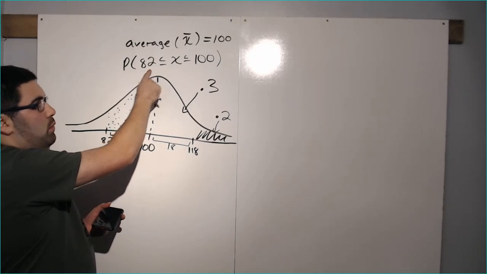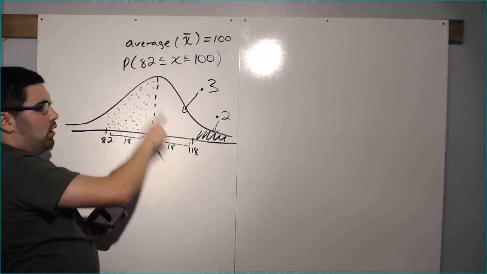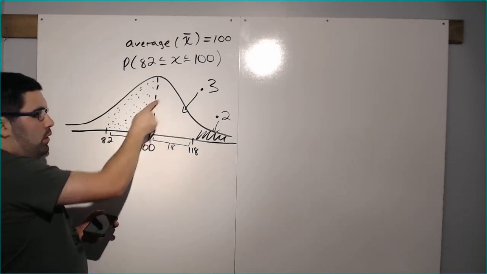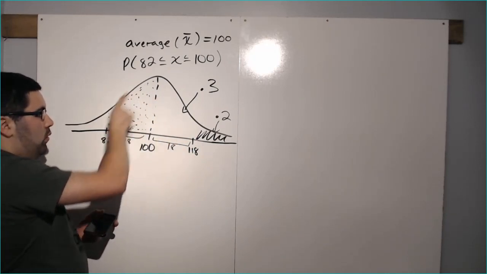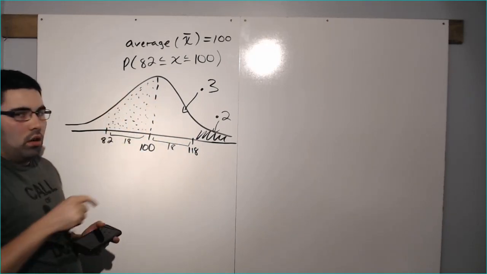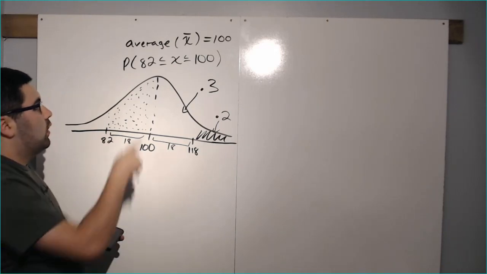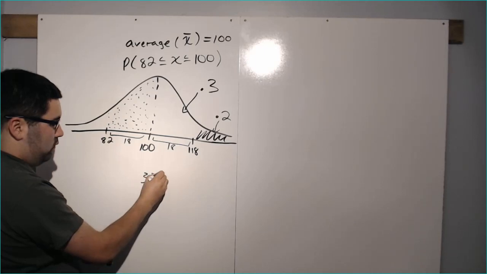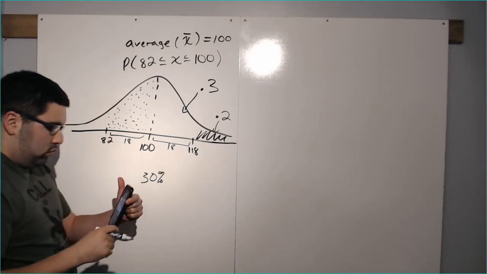It asks for what's between 82 and 100, but the thing about a normal distribution is it's equal on both sides. So once we found this to be 0.3, we know this part that it's actually looking for has to also be 0.3. So the probability is 0.3 or 30%. Hope that helps.